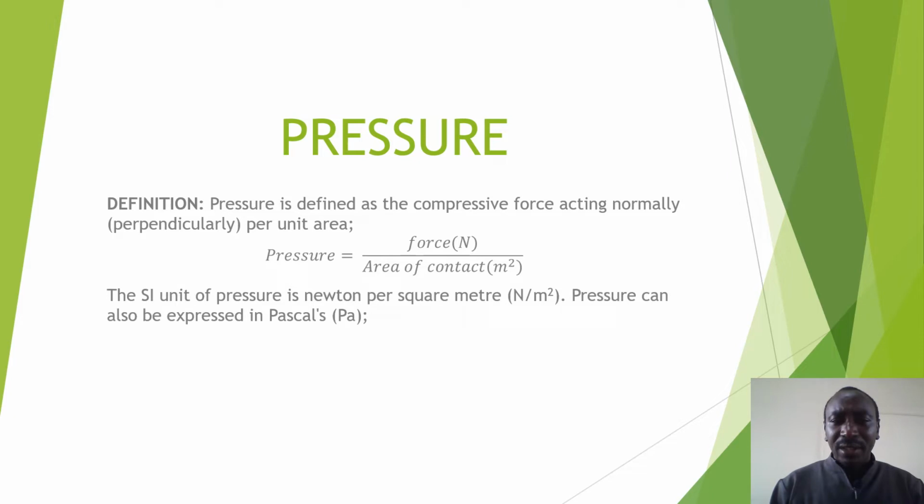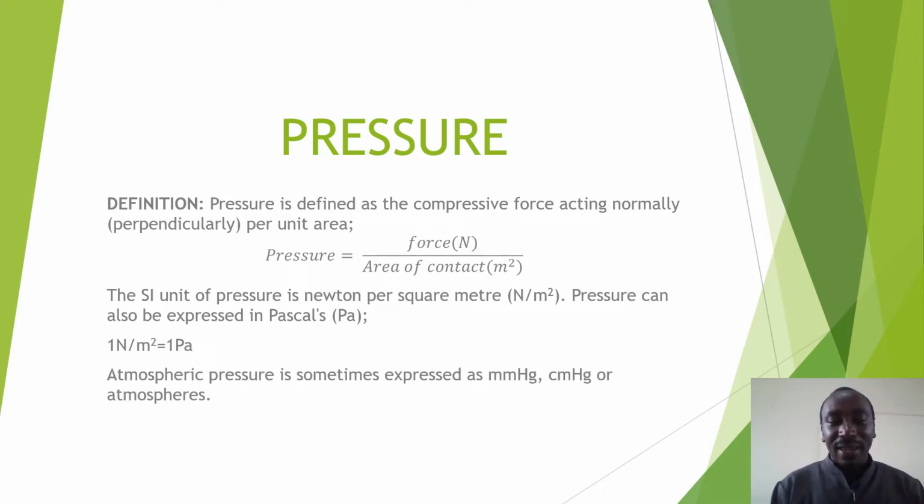Therefore, the SI unit for pressure is newtons per square meter, or in other words, pascals. 1 newton per square meter is equal to 1 pascal. In some texts, some books, you'll find that pressure is labeled with the SI units of pascals or newtons per square meter. Don't be confused by either of the two. If you find 1 newton per square meter, it simply means it is 1 pascal.